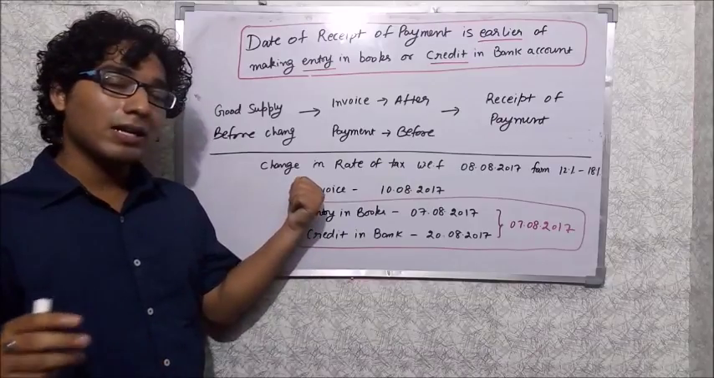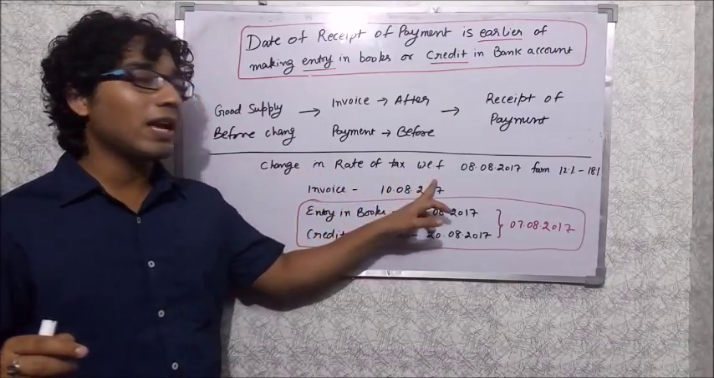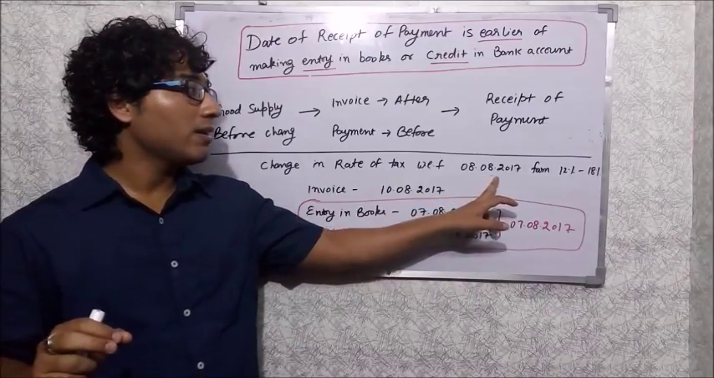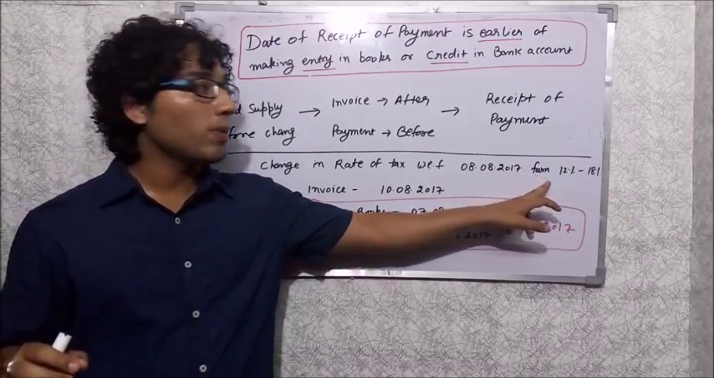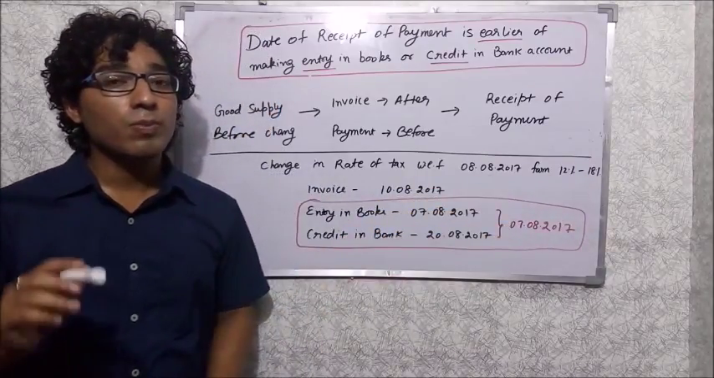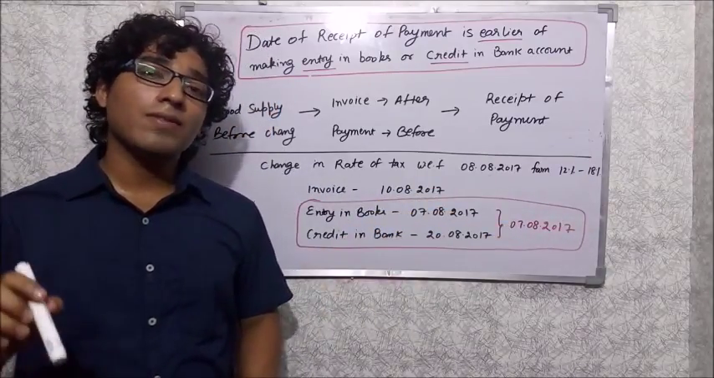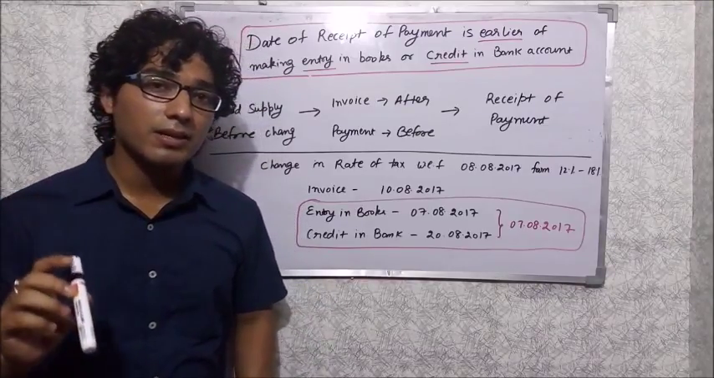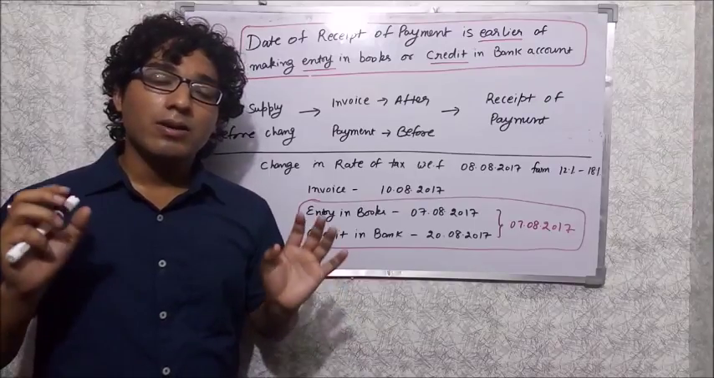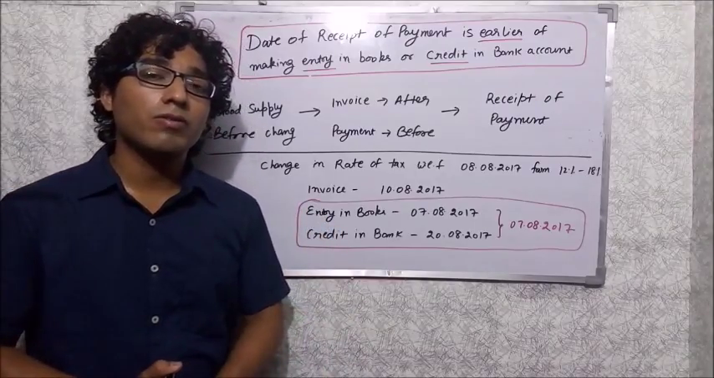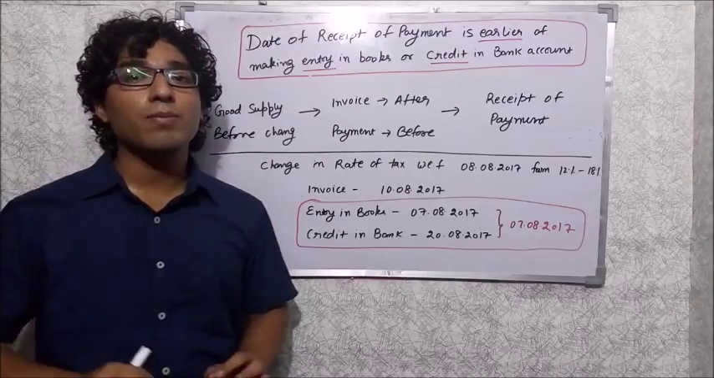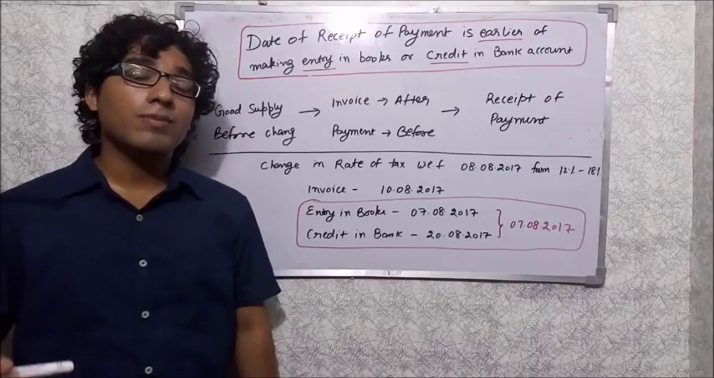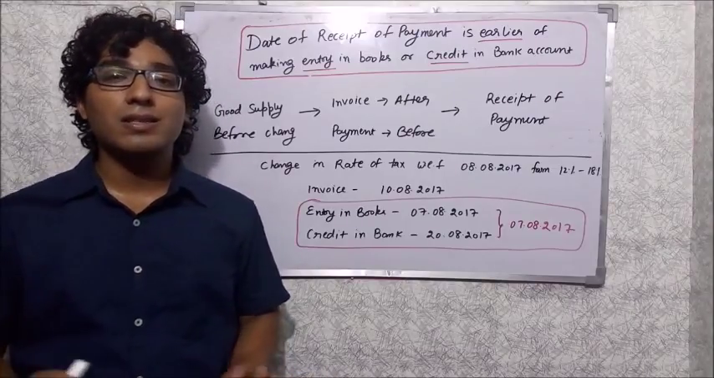So suppose we are taking the example that there is a change in rate of tax with effect from the 8th August 2017, and the effective rate of tax has now become 18% from 12%. So before 8th August 2017 the rate of tax was 12%, and now it has become 18%. Please remember the change in effective rate of tax in our example, because that will be very important. The rate will be changed from 12% to 18% with effect from 8th August 2017.